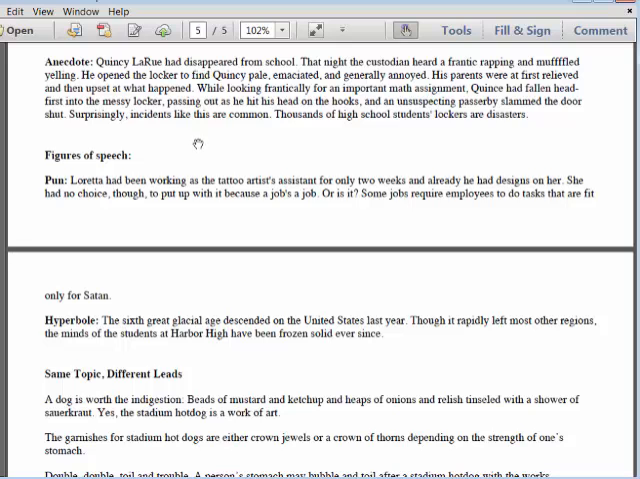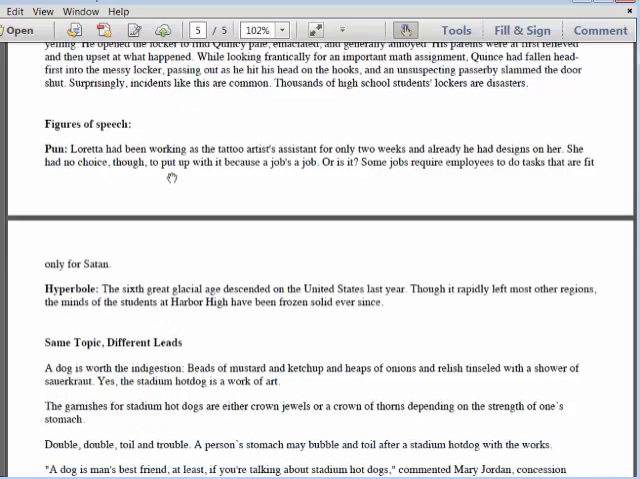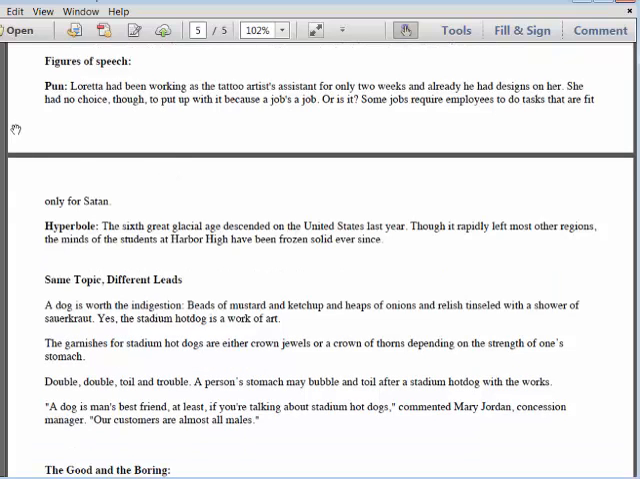Okay, so remember I told you can use similes, metaphors, paradoxes. You can use other figures of speech too, like puns. Loretta had been working as a tattoo artist assistant for only 2 weeks, and already he had designs on her. She had no choice, though, to put up with it, because a job's a job. Or is it? Some jobs require employees to do tasks that are fit only for Satan.